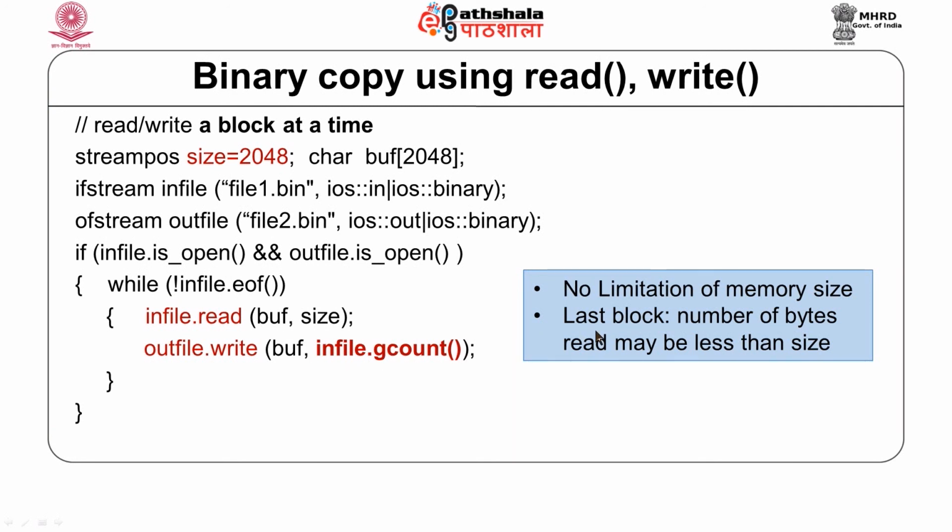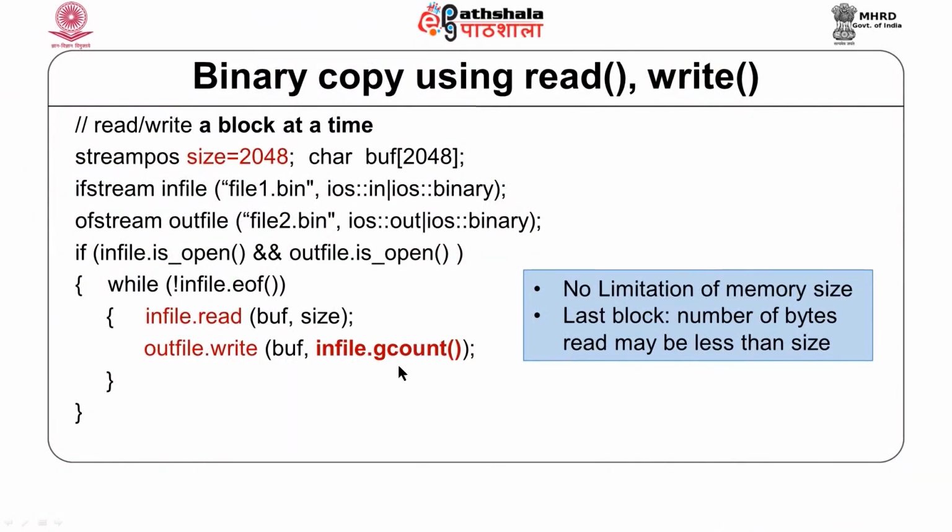Now, the problem may be when it is the last block. In the last block, it might not have 2048 bytes. So, in that case, it is better to use the gcount method instead of saying size here, because in the last block the number of bytes read may not be the same as 2048. So, in that case it will write only those many characters which are read. The gcount method provides how many characters are read, how many bytes are read successfully in the read.